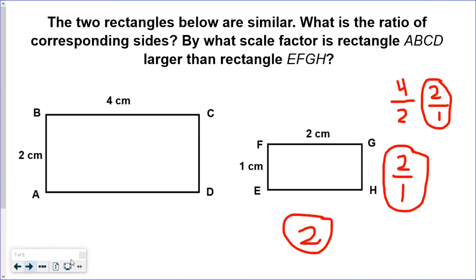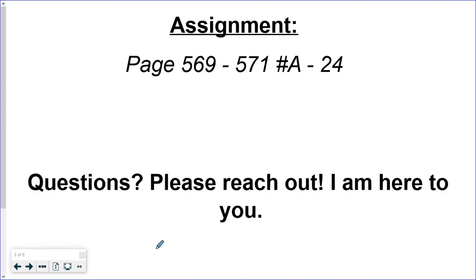All right. I hope that wasn't too confusing for you, 6th graders. If you take a look at your assignment for today, you're going to do pages 569 through 571. You're going to be doing letters A through 24. Don't hesitate to go back and look at the video again, especially that part about the scale factor that could be a little bit challenging. Hopefully you understand how to write those as corresponding parts.